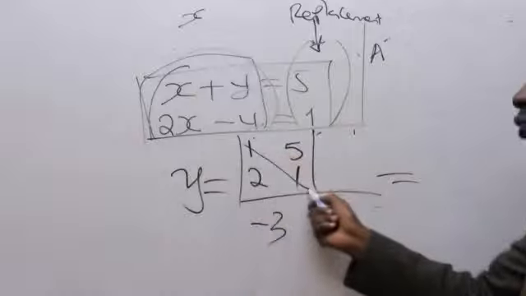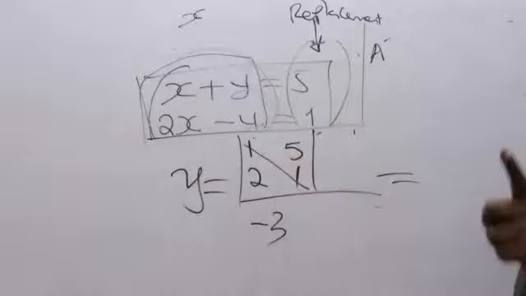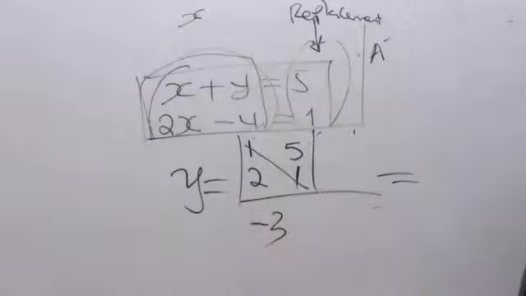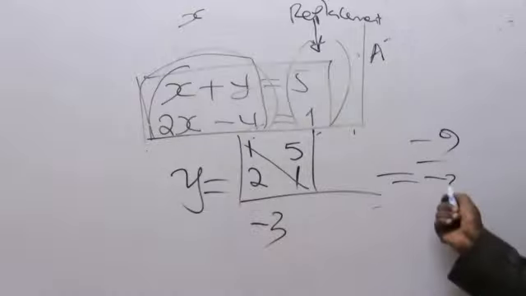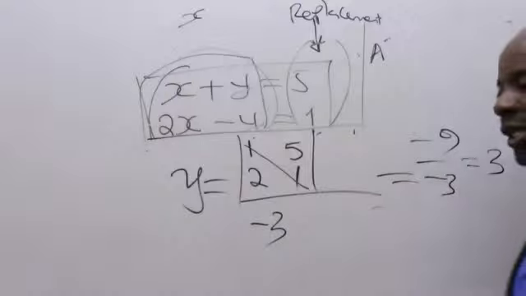So 1 times 1 gives me 1. Minus 10 gives me minus 9. And then minus 9 divided by minus 3 will be equal to what here? It will be equal to 3.